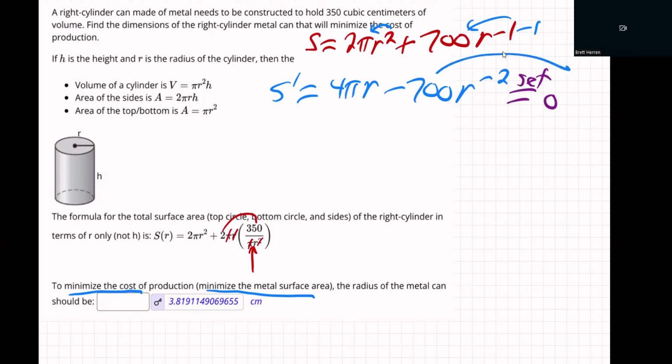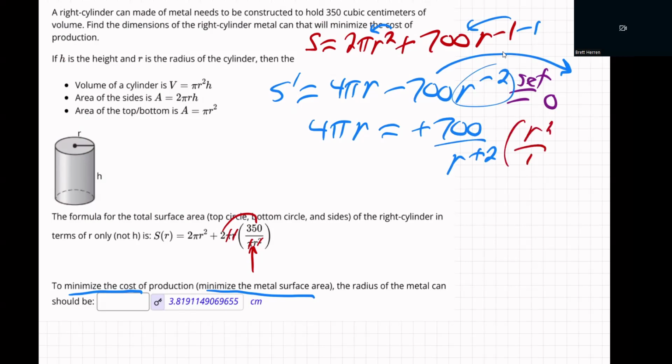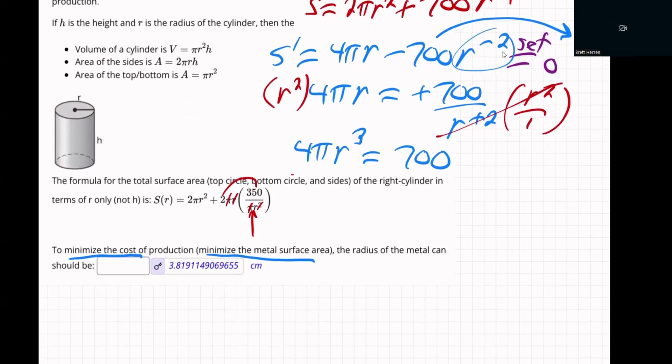Okay, let's jump this to the other side. So we get 4 pi R is positive 700. I'm going to move that R to the bottom because negative powers jump to the bottom. And now I'm going to multiply both sides by R squared over 1. Boom. So that's going to be 4 pi R cubed is 700. All right, let's keep solving for R.